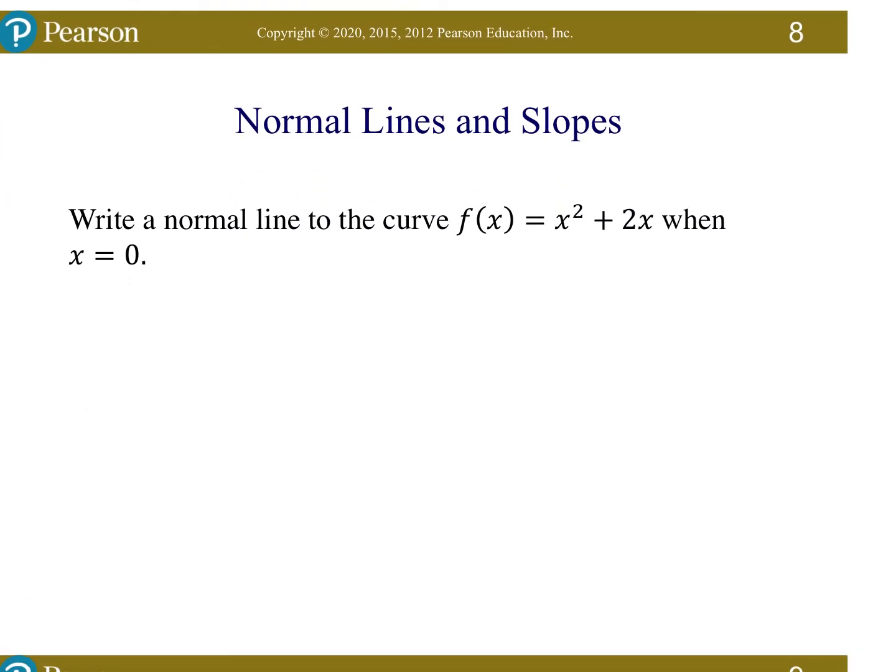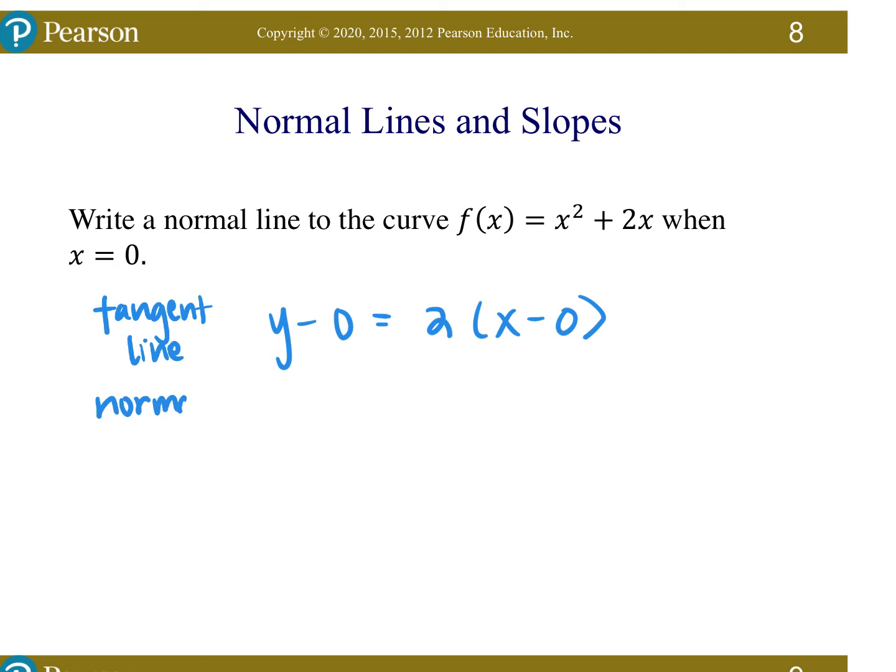All right, how do we make that a normal line? You take the f prime of x and you do the negative. Okay, so remember our tangent line was just y minus 0 equals 2 times x minus 0. Normal lines are super easy because once you have the tangent line, you keep almost everything the same. Y minus 0 and x minus 0, you keep that the same. But to make it normal, you just take the 2 and then you make it the negative reciprocal.